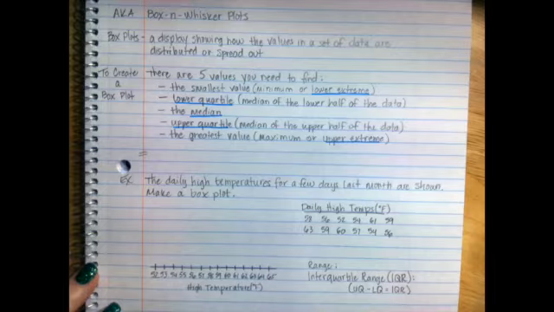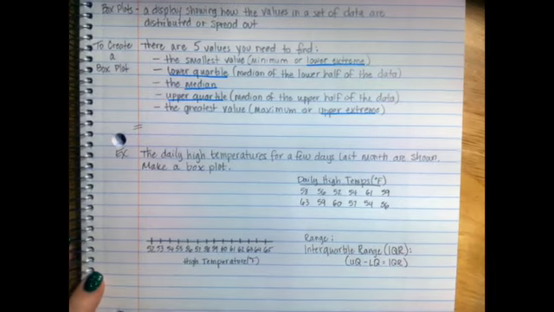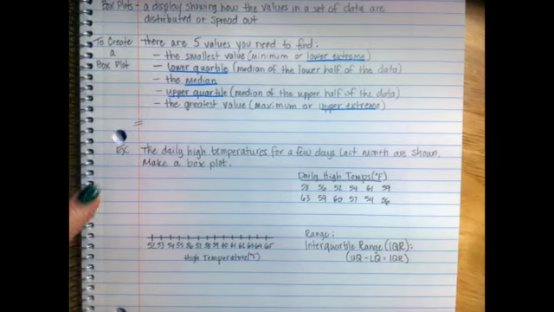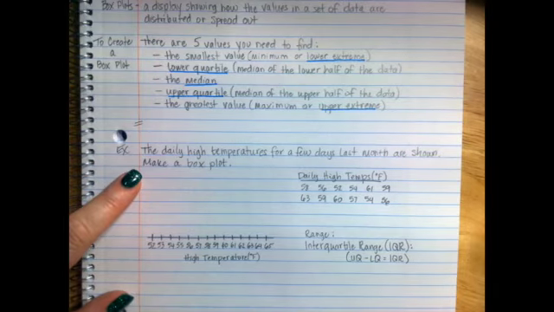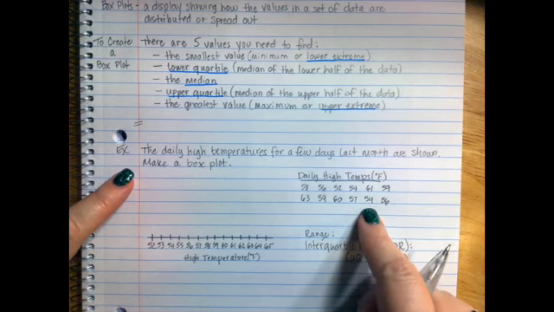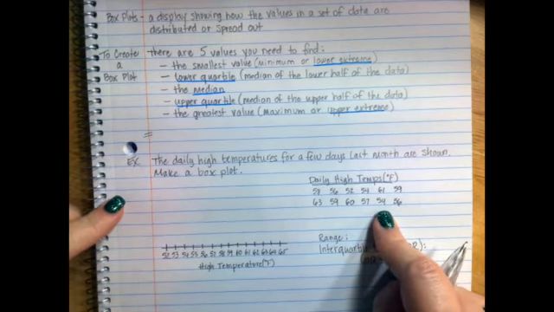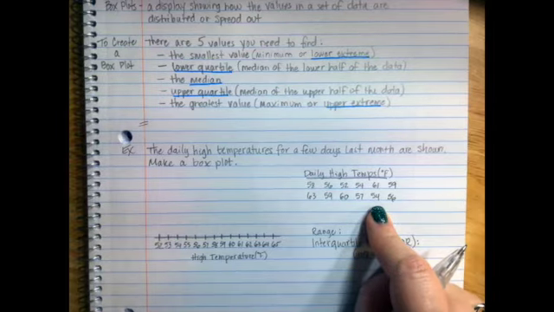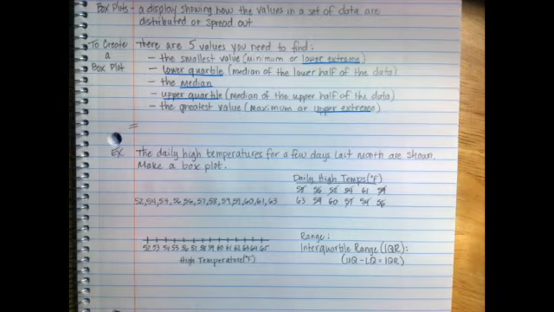So let's walk through this. We have an example. The daily high temperatures for a few days last month are shown. We need to make a box plot. Number 1, put your data in order from least to greatest. Okay, here they are in order from least to greatest.